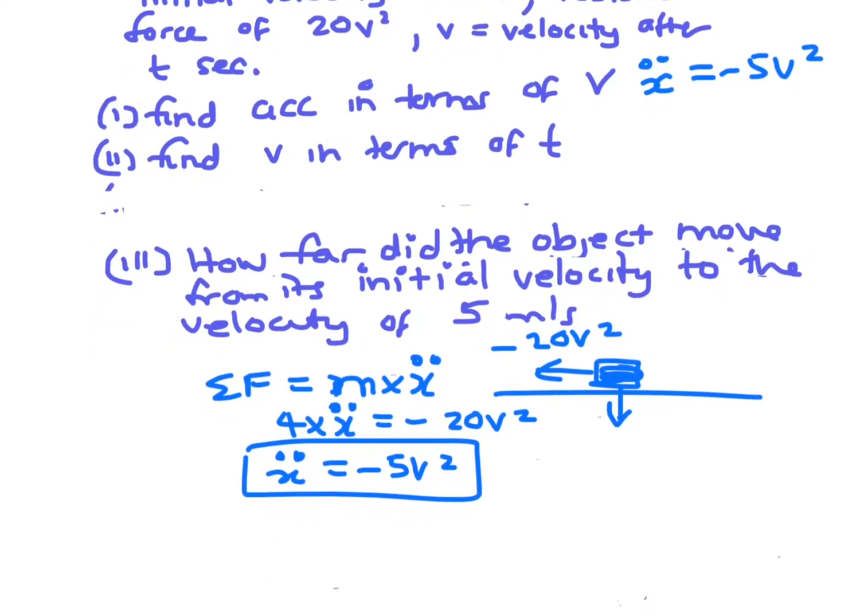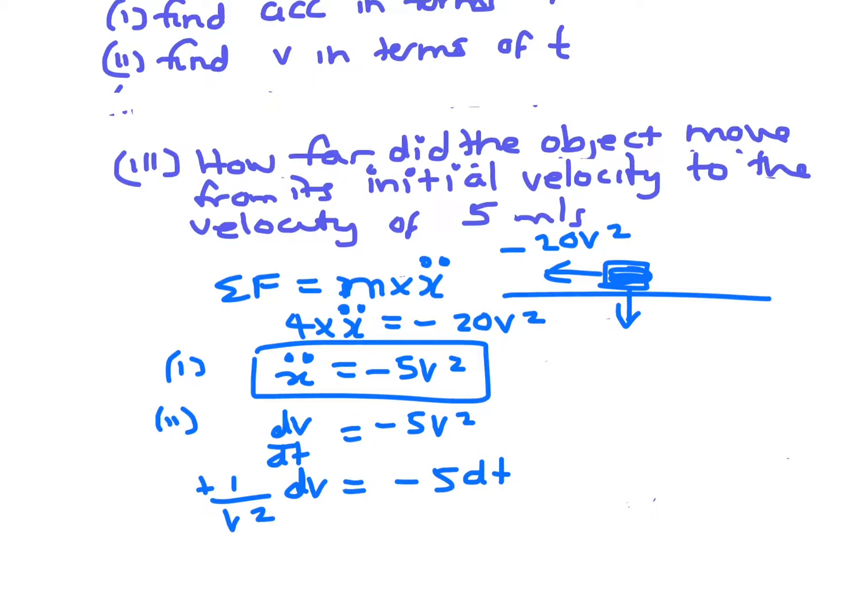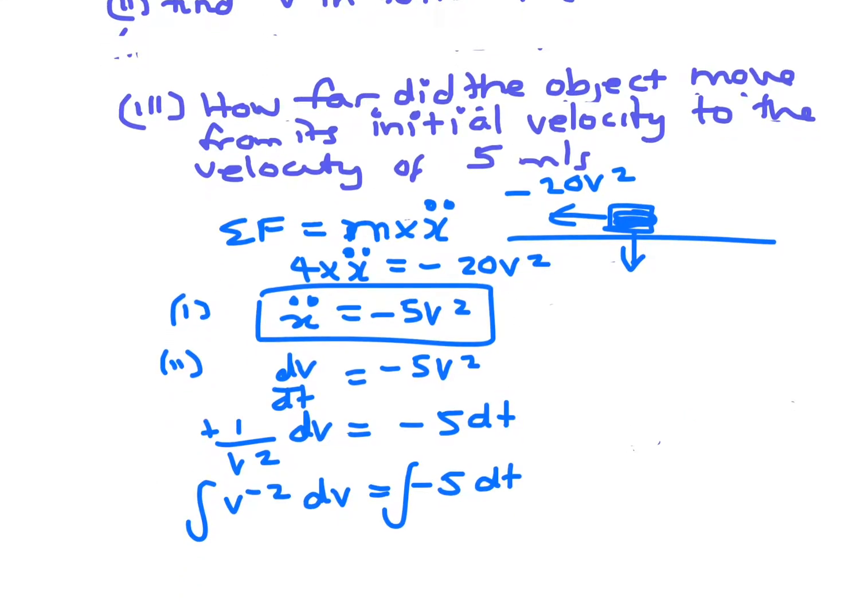Now in the first part, we want the velocity in terms of t. So we have to replace the acceleration with dv on dt is minus 5v squared. And then that will be, keep the 1 on v squared dv equals minus 5 dt. So when you integrate that, you end up with v to the minus 1 on minus 1 equals minus 5t plus c.